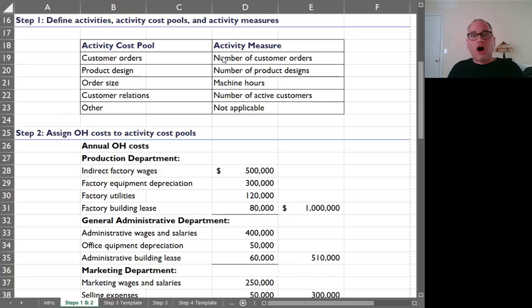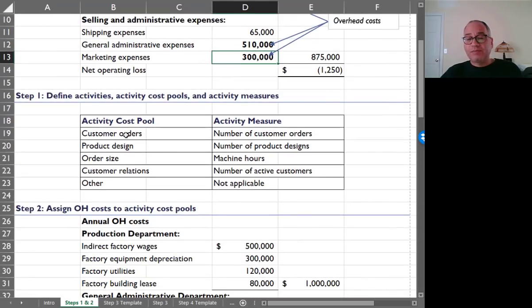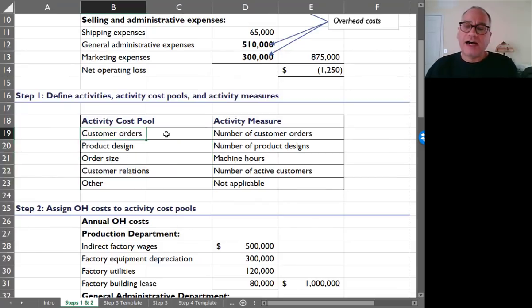So I take all the costs of that customer relations department, or cost that's related to customer relations, and put all those together. So I should be able to take all my overhead, which in this case is $1 million plus $510,000 plus $300,000, $1,810,000, and split it up into these 5 pieces. And I determined that customer orders, the best driver of that is the number of customer orders. So the more customer orders you have, the greater the cost of the customer orders.